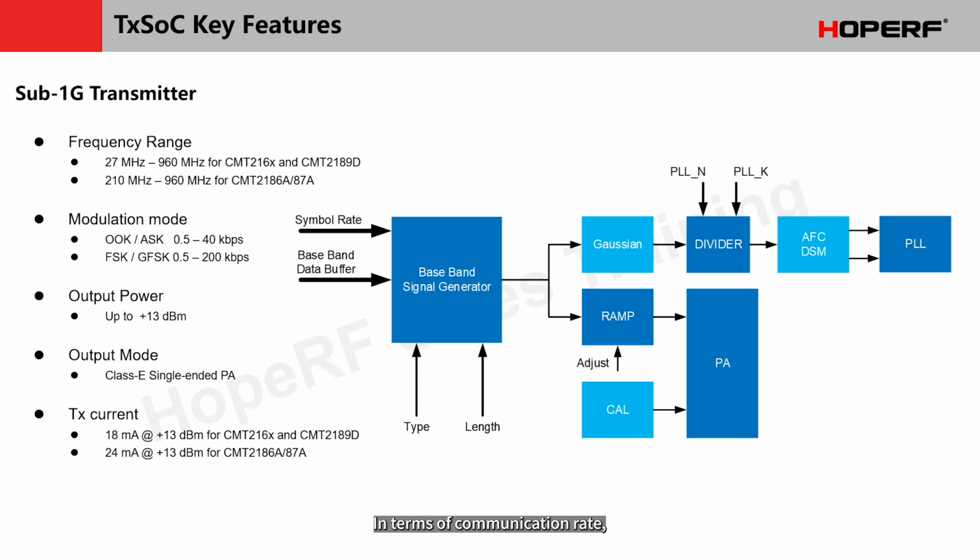In terms of communication rate, when using OOK modulation, the lowest rate is 0.5 kbps. The upper limit is 40 kbps. While for FSK modulation, it is 0.5 kbps to 200 kbps. The maximum power is up to +13 dBm. The architecture of the PA is Class E. There is a difference in transmit current. CMT2186A and CMT2187A are a bit larger. At +13 dBm transmit power, the typical value is 24 mA. While CMT216X series and CMT2189D only need 18 mA.